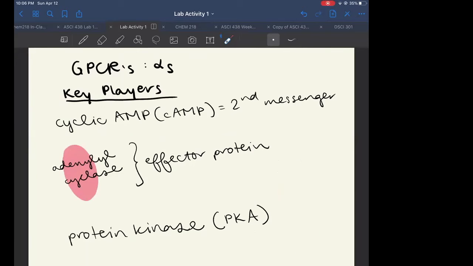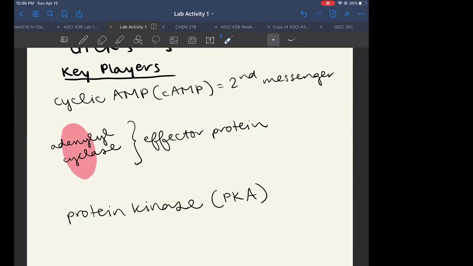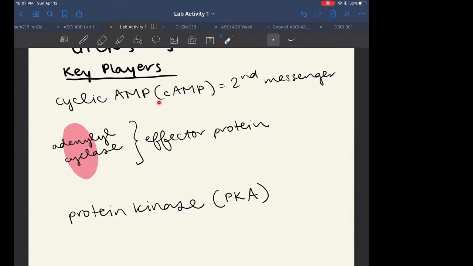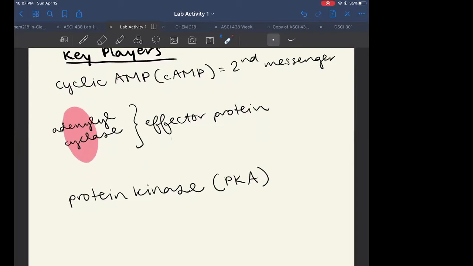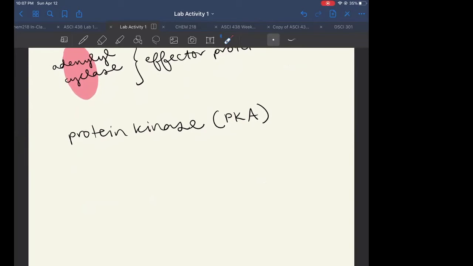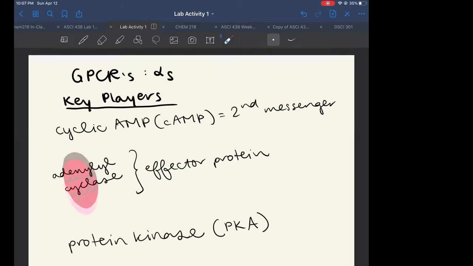So let's first take a look at alpha sub S and mention the key players in this mechanism. The key players would be cyclic AMP, which is known as cAMP, which is the second messenger of this pathway. We also have adenylyl cyclase, which can be abbreviated AC, and that's the effector protein in this. And then we also have protein kinase A, which is abbreviated PKA.